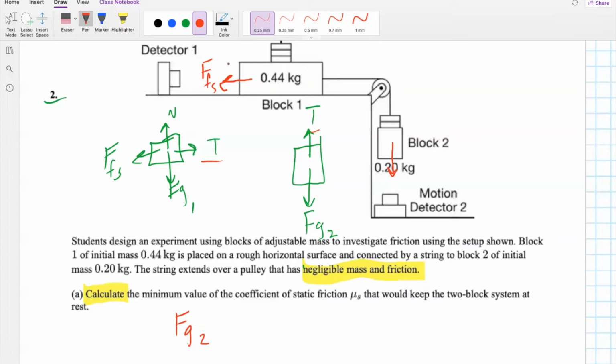And here we haven't really chosen a direction, but assuming this thing moves, we can go ahead and visualize the positive direction of motion as downward for block 2, and for block 1, it's going to be to the right. And so if we visualize our system here, the net force is eventually going to become the force due to gravity of block 2 minus the static friction force on block 1.